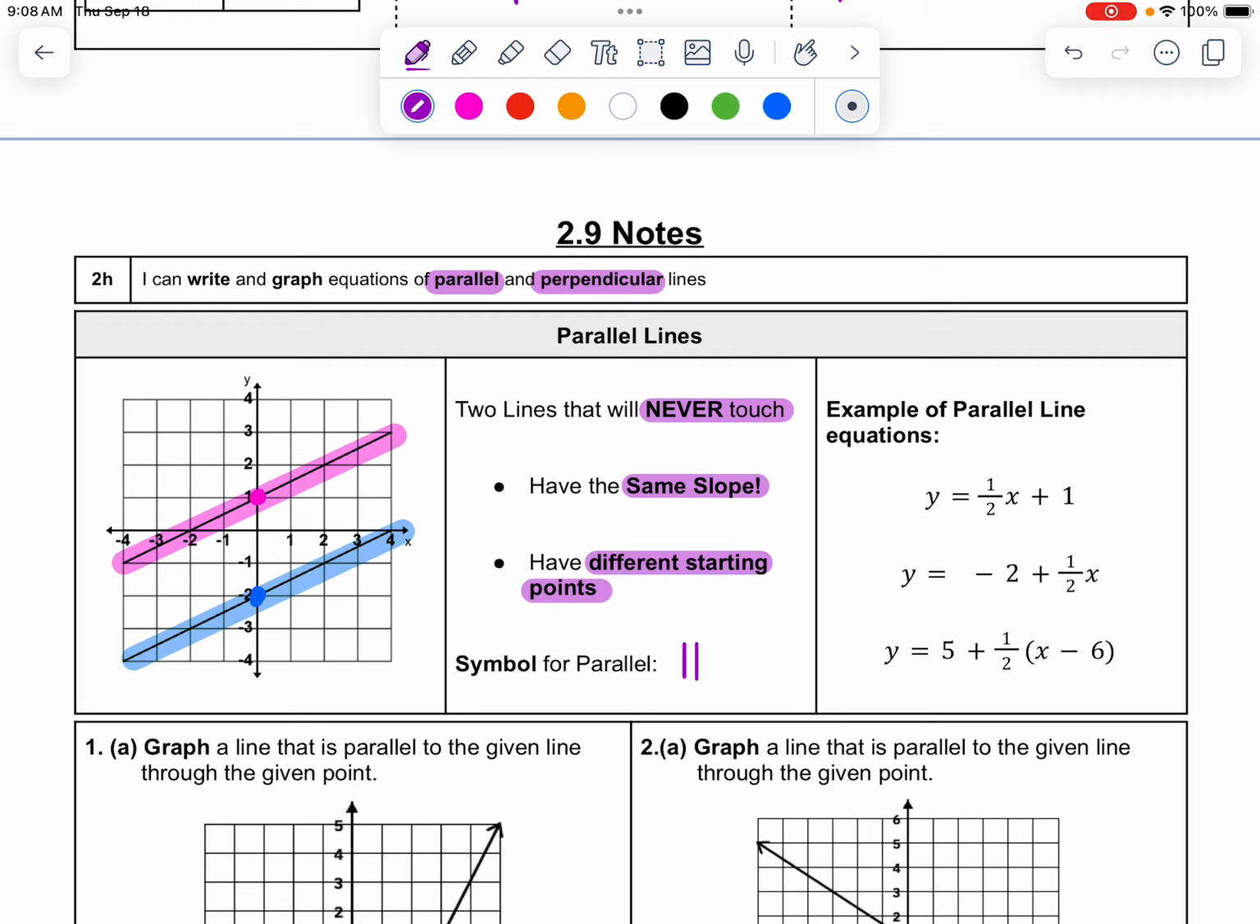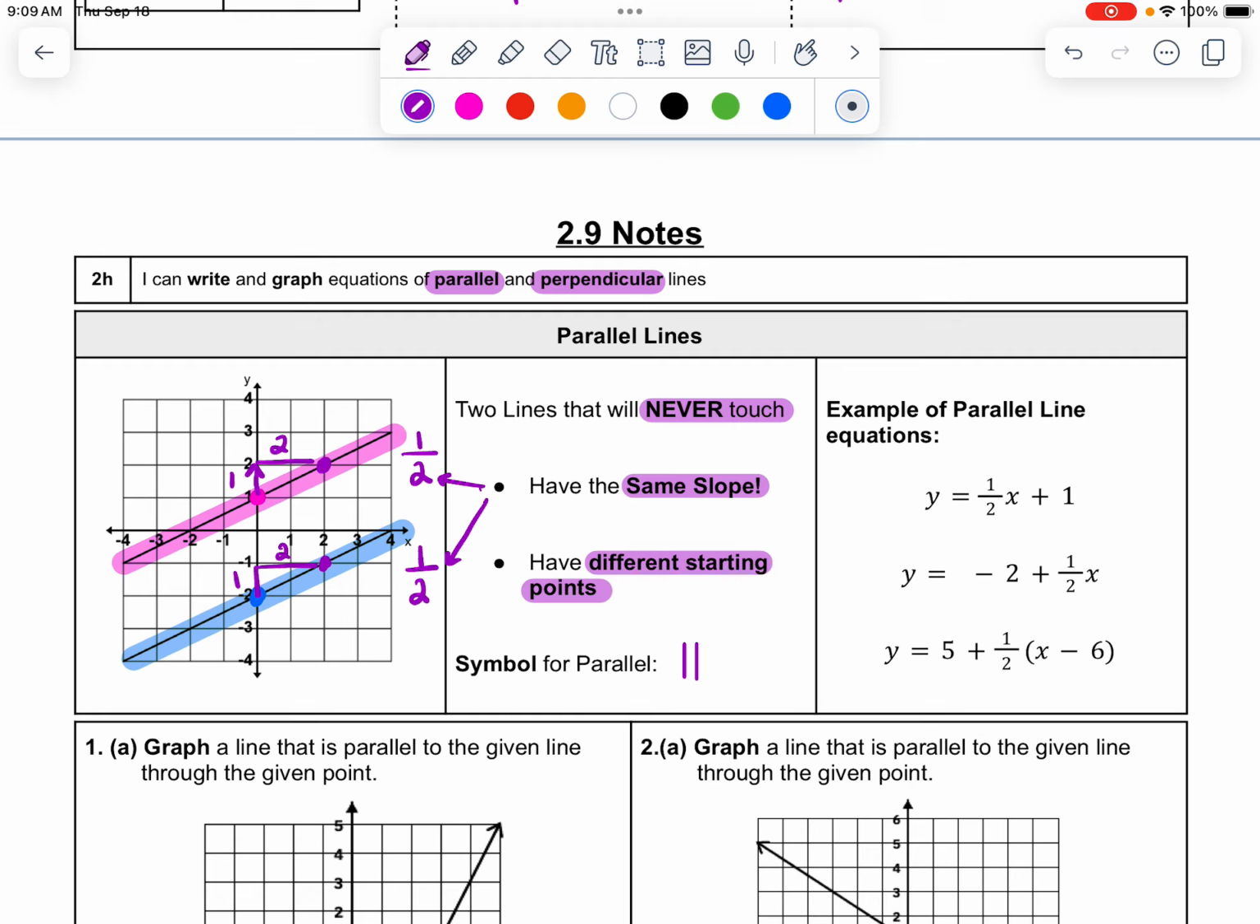But if we look at their slope, so if we find a couple more nice points and we count the slope number, the rise is 1 and the run is 2, which means the slope is 1/2 for the first line. And for the second line, the rise is also 1 and the run is also 2. So the slope is also 1/2 for the second line. These lines have the same slope, but they have different starting points. So these lines are parallel.